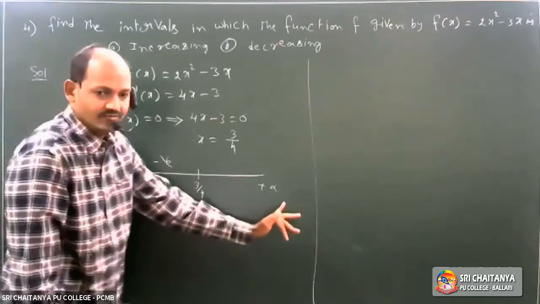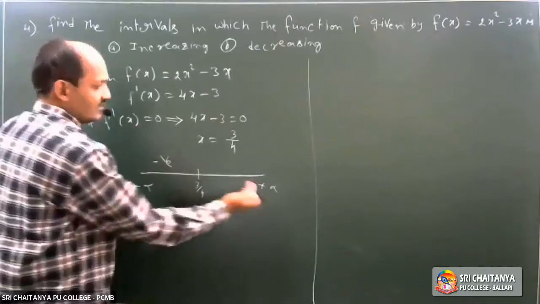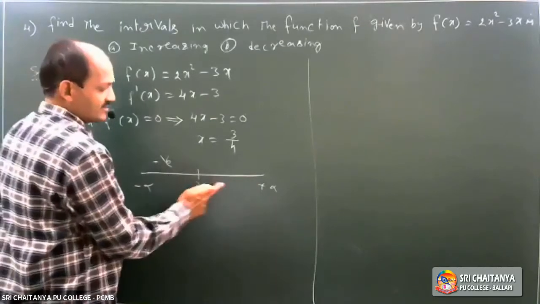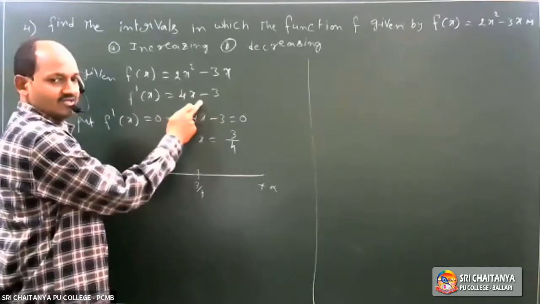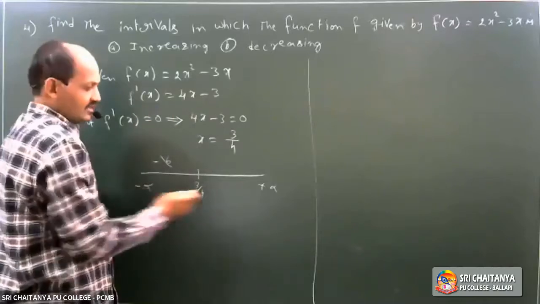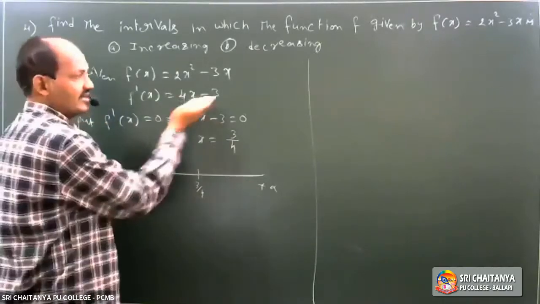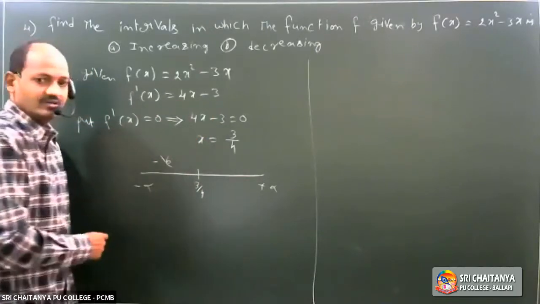Now 3 by 4 to infinity. Take the next value, x equal to plus 1. First derivative will be positive. It is 4 into 1 minus 3, 4 minus 3, 1. If x equal to plus 2, 8 minus 3, positive. Take 3 also, first derivative will be positive.